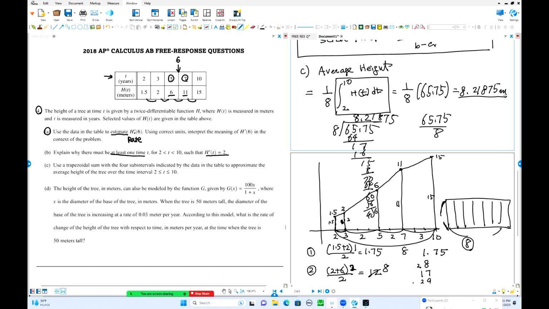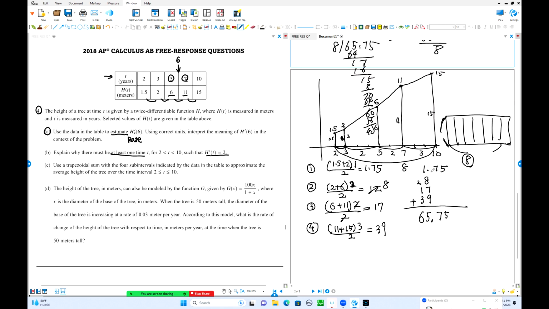Okay, you can use this one. Okay, a little more work, right? This is a trapezoidal approximation.